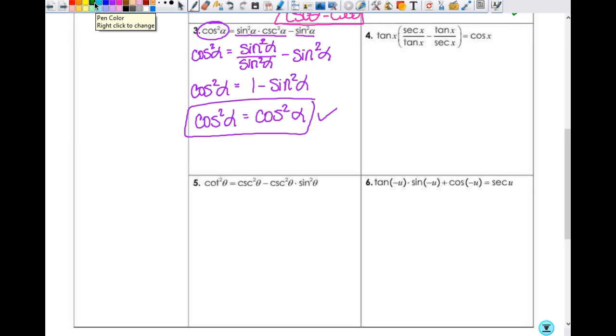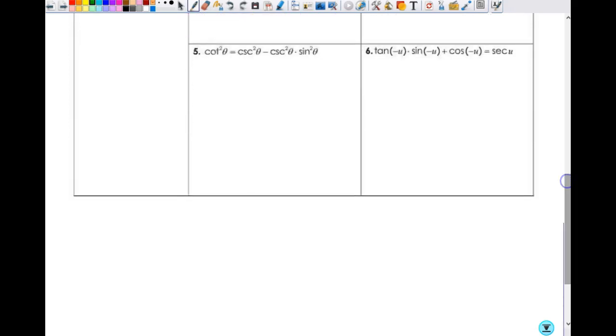So instead of using the reciprocal, because I could make sine into 1 over cosecant, but instead of doing that, we're going to do this one by factoring. So the left-hand side is cotangent squared theta. So my GCF is cosecant squared, right? So I'm going to factor out that cosecant squared theta. That leaves me with what? 1 minus sine squared theta.